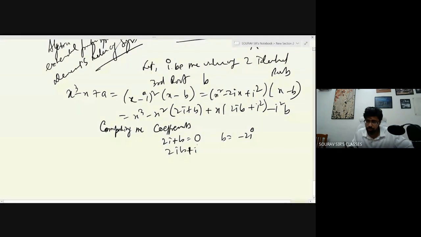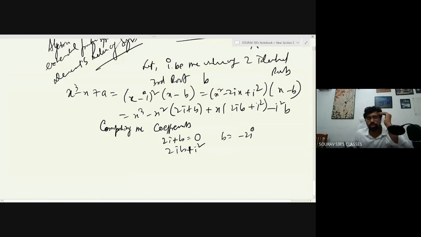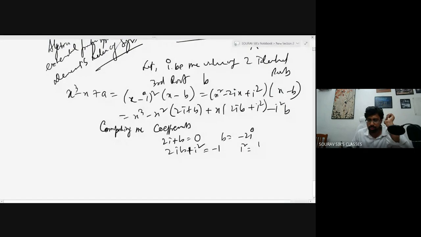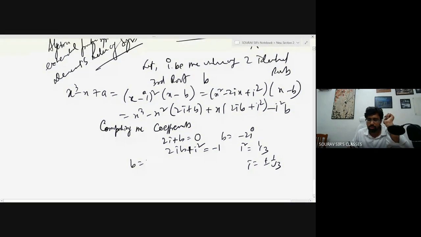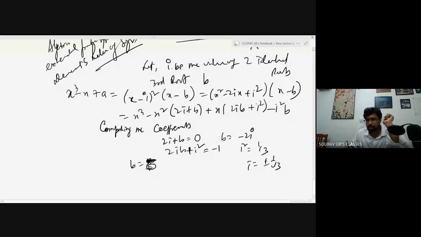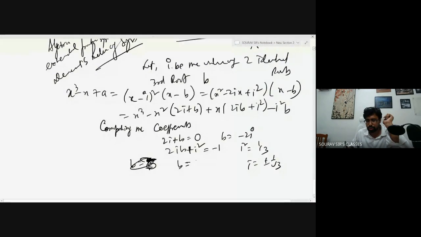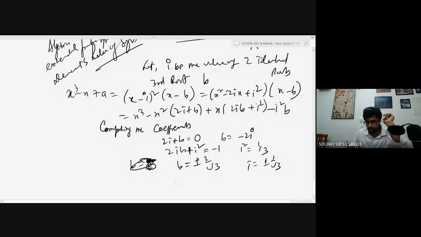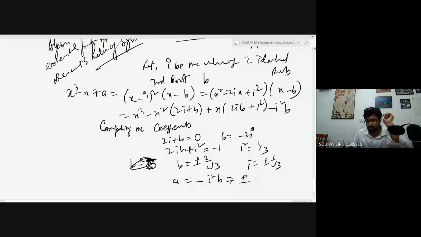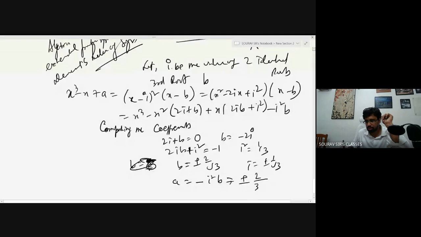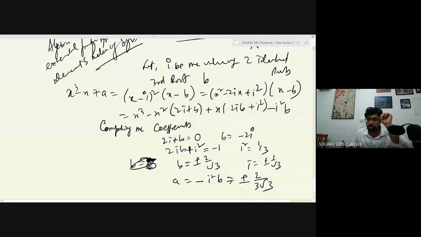So 2Ib plus I square, this thing equal to -1, and I square equal to 1/3, I equal to plus minus root over 1/3, b equal to minus plus 2 by root 3. So a equal to minus I square b, that is plus minus 2 by 3 root 3.